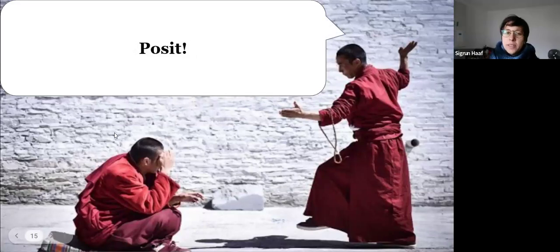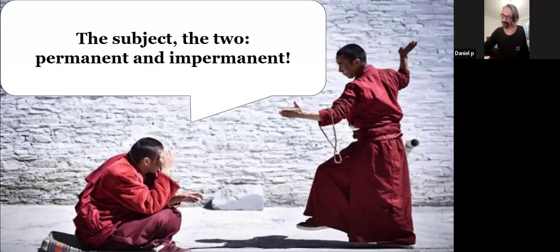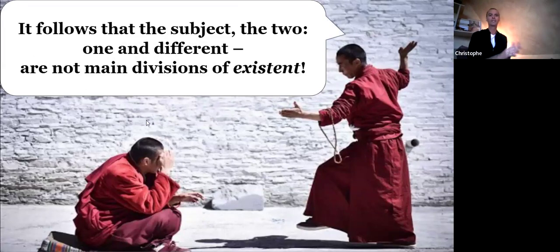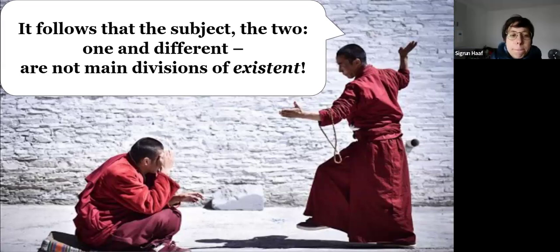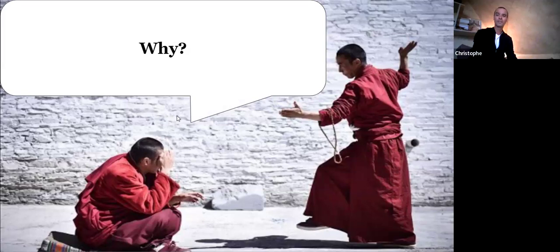Posit. Permanent and impermanent. Yes, everybody agrees. I can see that even Apollinala agrees. The subject, the two, permanent and impermanent. Technically they would say the subject, the two, but it's okay. So it follows that the subject, the two, one and different are not main divisions of existence. What should we say? Why exactly, Zingrunla? Because we don't agree with what the challenger is telling us.